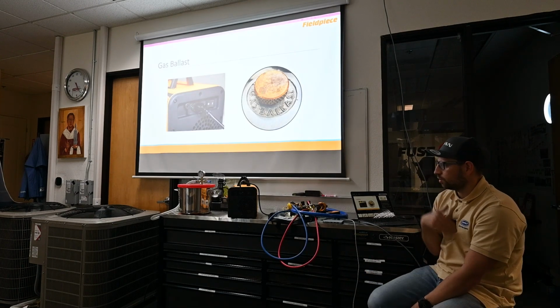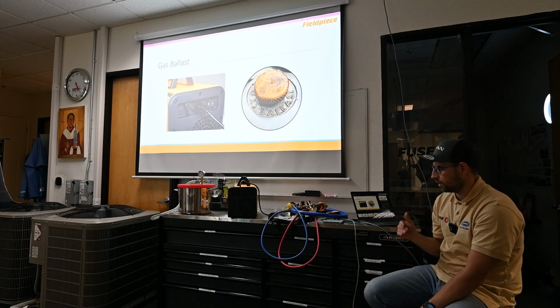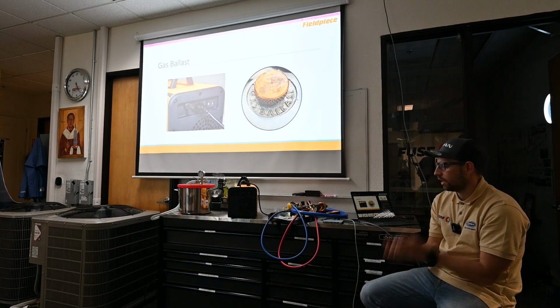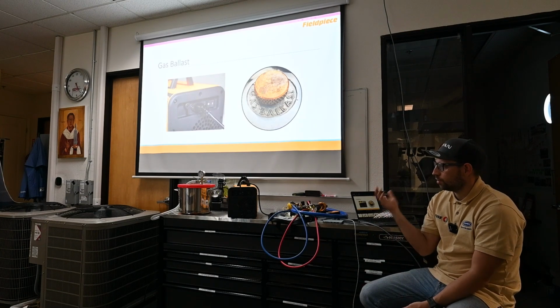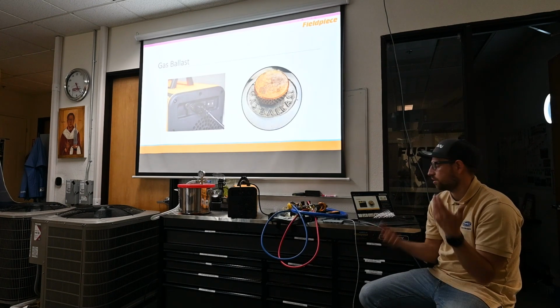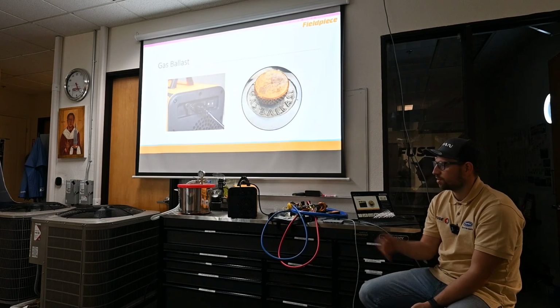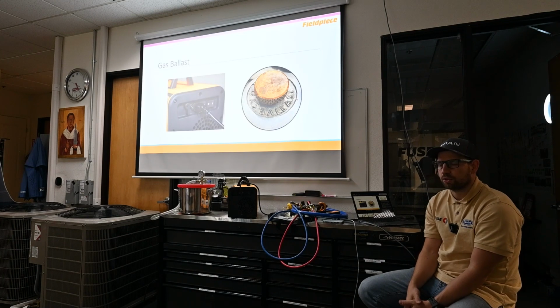If we install a brand new system and we know for certain our line set is brand new, we don't need to use the gas ballast, because vacuum time should be just 5-10 minutes if the systems are not more than 2, 3, 5 tons.